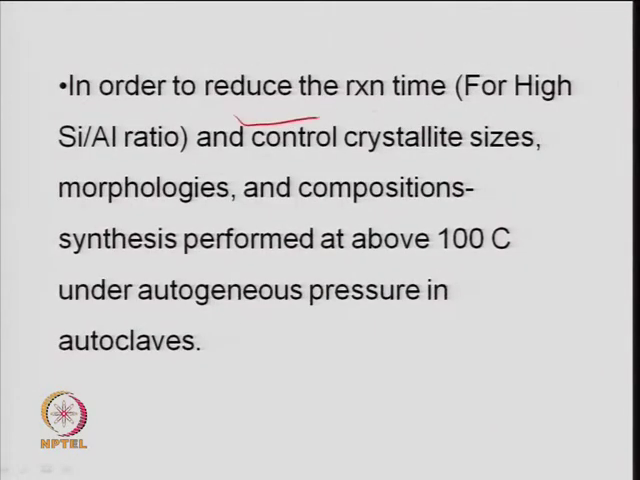So, in order to reduce the reaction time, especially when you have a high silicon to aluminum ratio in the framework, and control the crystal size, that is again important, as I said, morphology, composition, synthesis performed, that is generally done above 100 degree centigrade, because temperature high, kinetics will be high, right. So, one thing is clear, that when the silica is high in the system, then rate may be slow at 100 degree centigrade. So, you need to have the temperature, right. So, higher temperature is required when the silicon to aluminum ratio is high, otherwise your time may be higher, right.